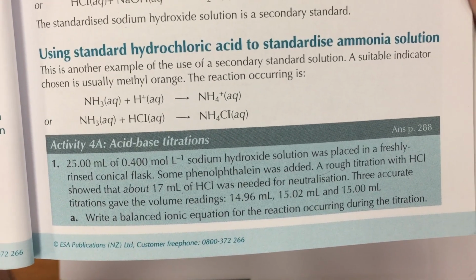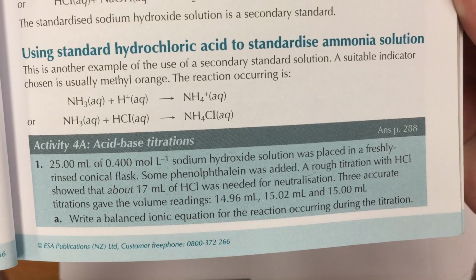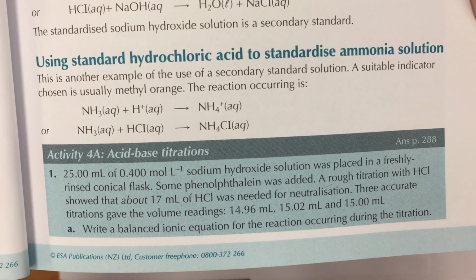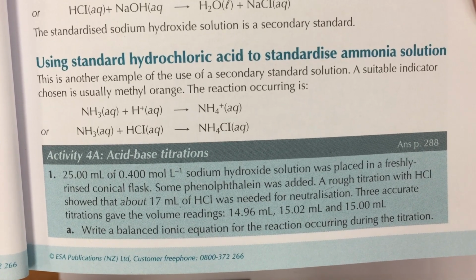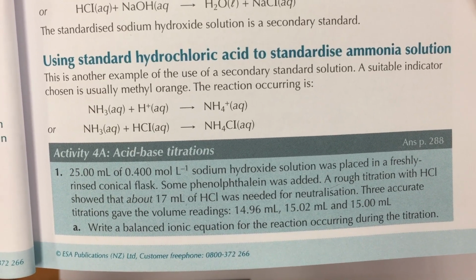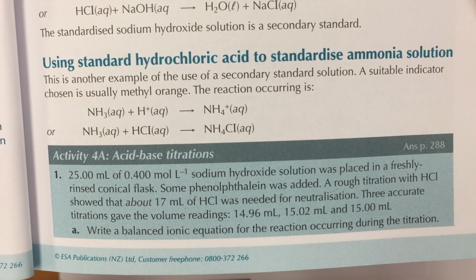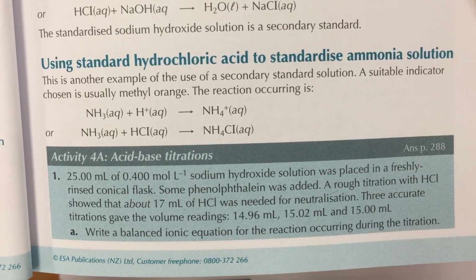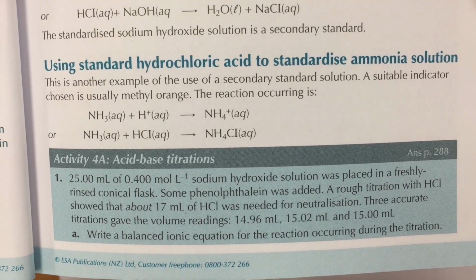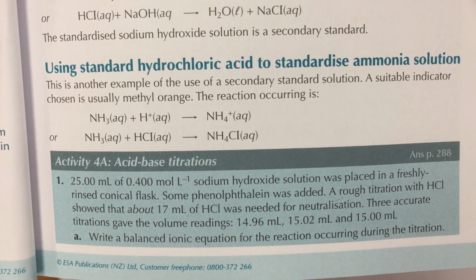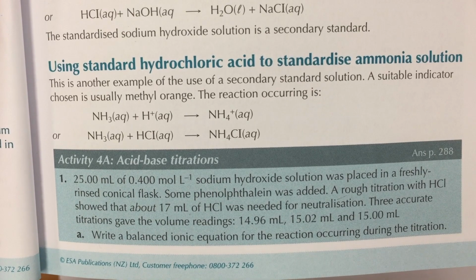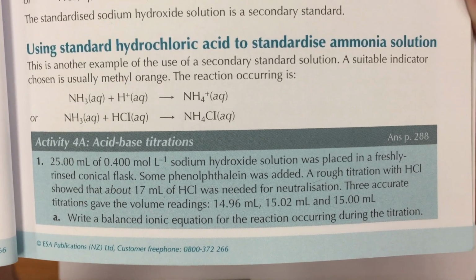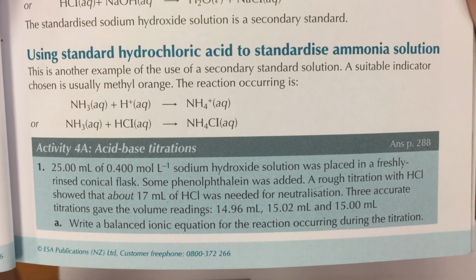25 ml of 0.400 mol per litre sodium hydroxide solution was placed in a freshly rinsed conical flask. Some phenolphthalein was added, that's our indicator. A rough titration with HCl showed that about 17 ml of HCl was needed for neutralization. 3 accurate titrations gave the volume readings 14.96 ml, 15.02 ml, and 15.00 ml. From that, we need to calculate the concentration of our hydrochloric acid. Let's work this one through.